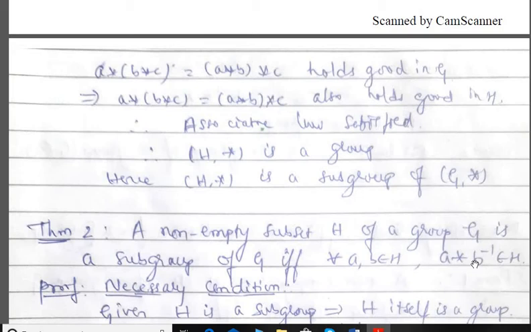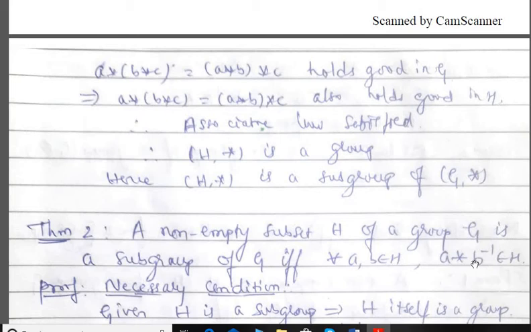H is a subset of G and H is a group. Hence finally we can conclude that (H, star) is a subgroup of the group (G, star). That means easily we can say that H is a subgroup of a group G only when the closure and inverse laws satisfy. That is our sufficient condition.